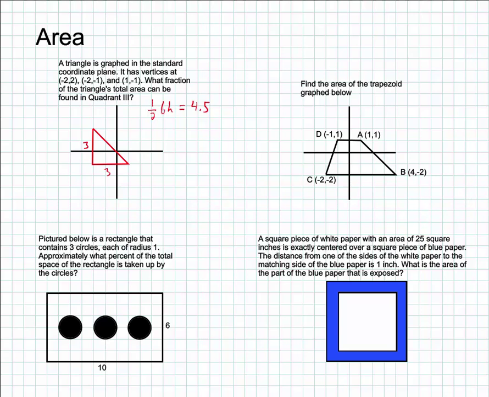Now we want to know what fraction of the triangle's total area is found in quadrant 3. So we're looking at this area right here, which appears to be 2 square units. So we're looking at 2 out of 4.5. And if we write that as a simplified fraction, we're looking at 4/9.